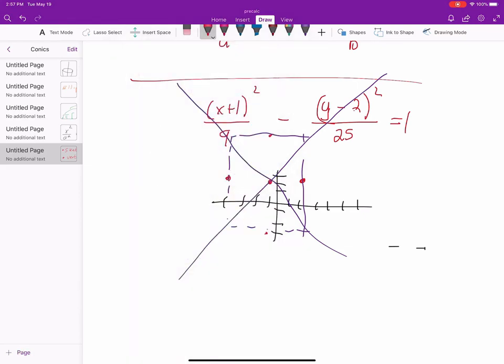So, x comes first, so that means it's going to sit on this thing right here. There we go. And there we go. There's my hyperbola. Ta-da, got it done. What are the vertex points? Okay, we can do it. Vertex points.